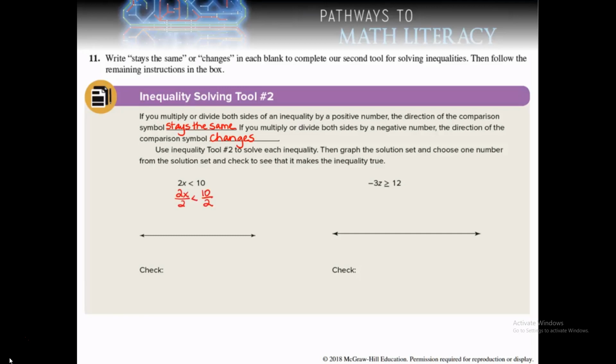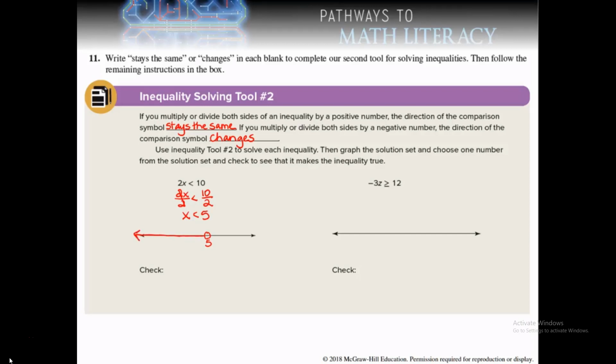And so that gives us x less than 5. And when we graph that on a number line, we're going to have an open circle at 5 because it's not less than or equal, so the 5 is not included. And then for less than, we're going to draw an arrow from there to the left.